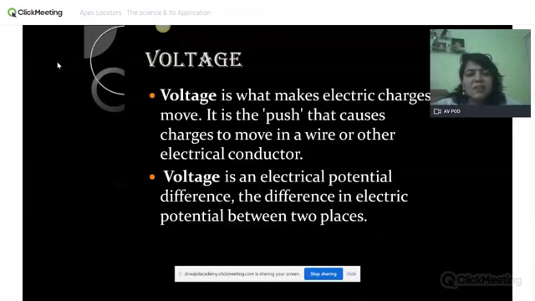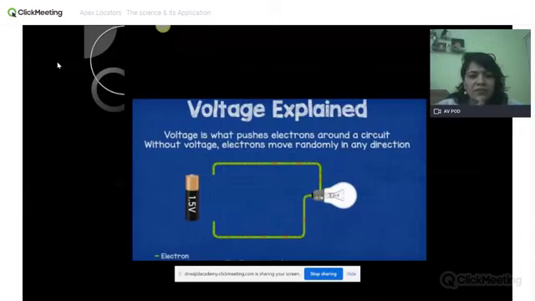Voltage. Voltage is basically what gives a push to the electrons to run in a specific circuit, which it has created by creating a potential difference between 2 points. So that is what exists even in the Apex Locator. We'll come to that. So this is how a voltage can be explained, where it pushes the electrons around a circuit, and without a voltage, the electrons would have moved randomly in any direction. And this is what happens when we suddenly touch your Apex Locator while it's in function, with any of the factors which we will discuss later.